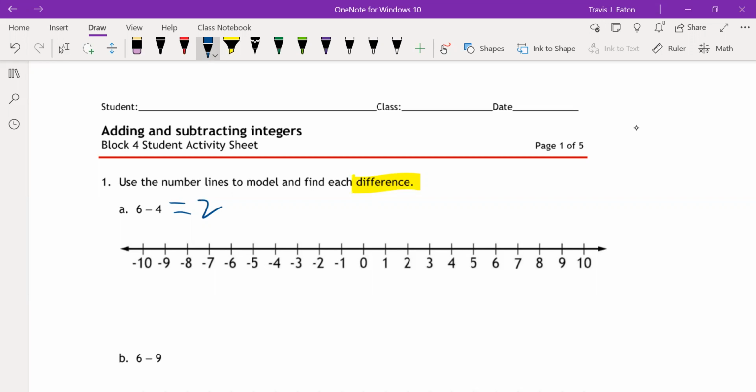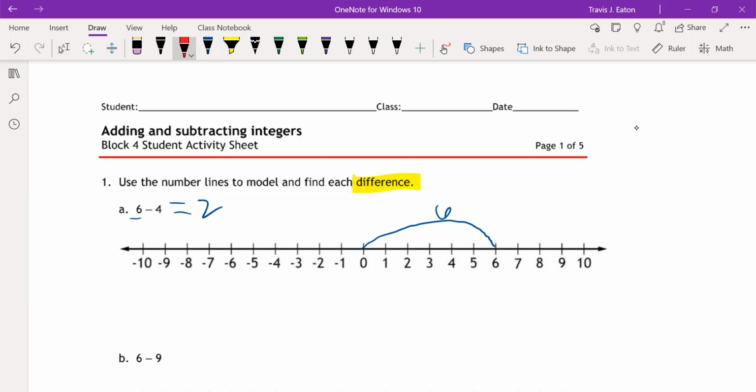So the first thing we're going to do is start from 0, because in order to get to our starting value of 6, we've got to start at 0 and get there. So we're going to go from 0 to 6. Now, from 6, we're going to subtract 4. And that's pretty easy to do, right?